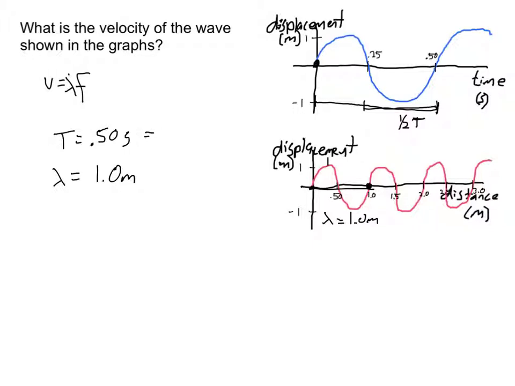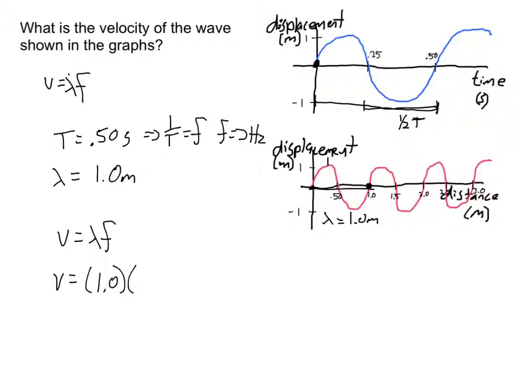To translate our period into frequency, remember 1 over T equals f, so 1 over 0.5, f is going to come out to be 2 hertz. So velocity equals wavelength times frequency. Velocity equals 1.0 times our frequency of 2.0, because I had 2 sig figs in each of these graphs. Both of those are in base units of meters and hertz. Make sure you check out the units on the graphs, and I come out with a velocity of 2.0 meters per second.